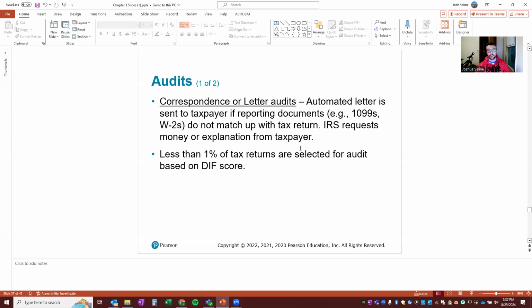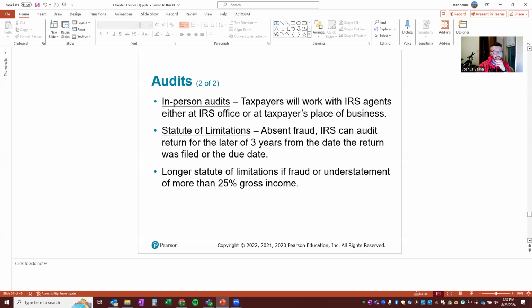Yeah, that's just what I kind of went through. I probably should have read the slide first before commenting on it. In-person audits: the taxpayer will work with the IRS agents, either at the IRS office or the taxpayer's place of business. There, if you went to the IRS office, you would bring whatever documentation you're requested.